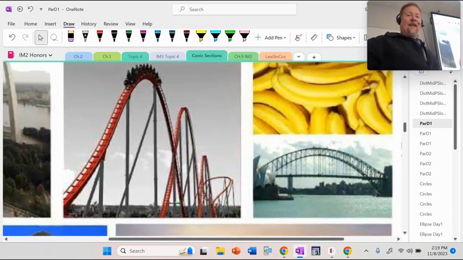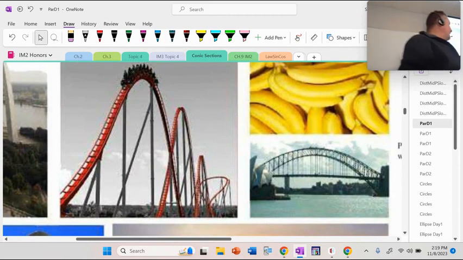All right. And then roller coasters have a lot of parabolic shapes, a lot of different shapes in a roller coaster.